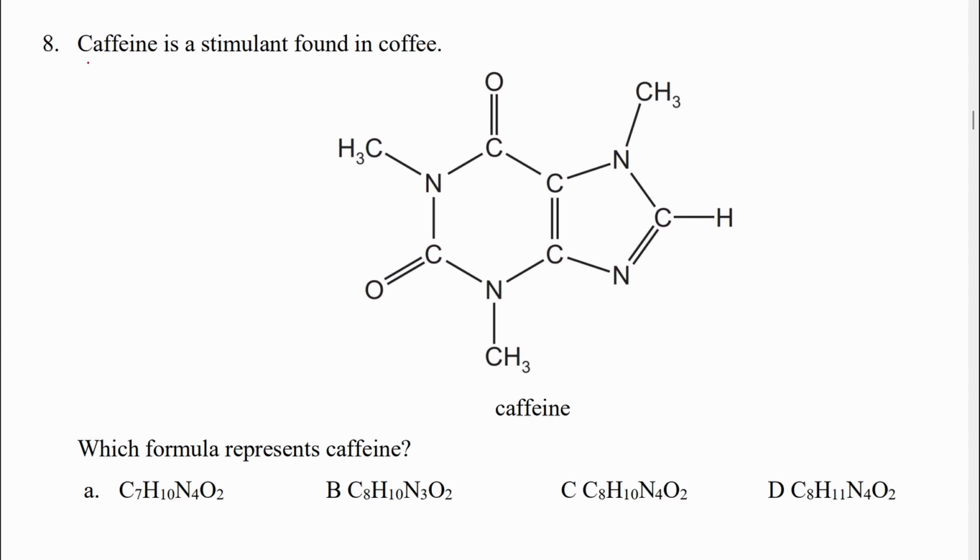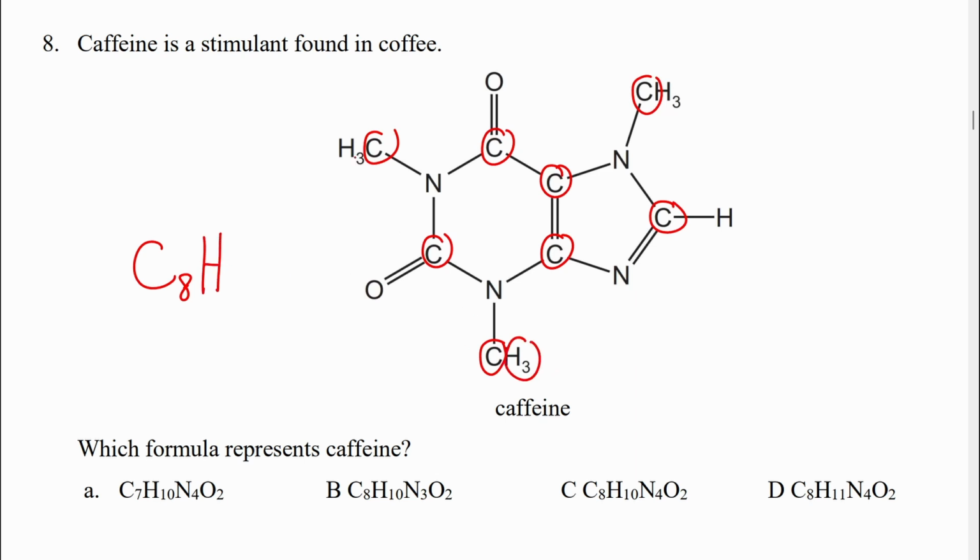Next question. Caffeine is a stimulant found in coffee. Which formula represents caffeine? Okay, this is a very easy question. What we need to do here is only count how many atoms for each element, right? So we have carbon. How many carbon? 1, 2, 3, 4, 5, 6, 7, 8, right? So C8.